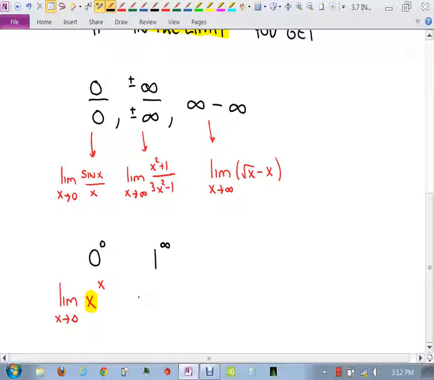So here's an example of this. Limit as x approaches 1 of x to the 1 over 1 minus x. And let's say x from the right, just so I'm technically correct. What does the base of that want to be? What does the base of this want to be?